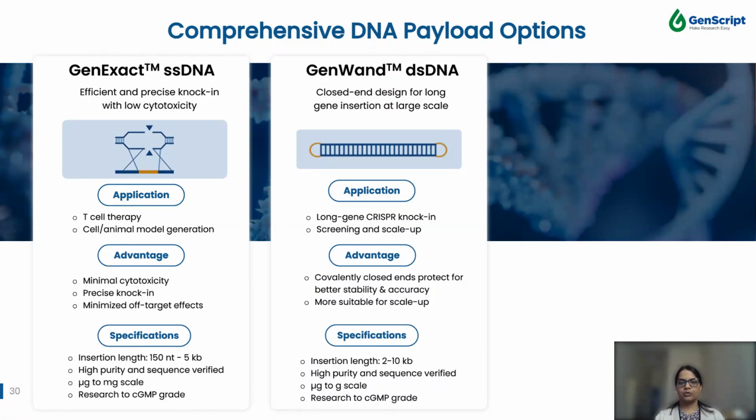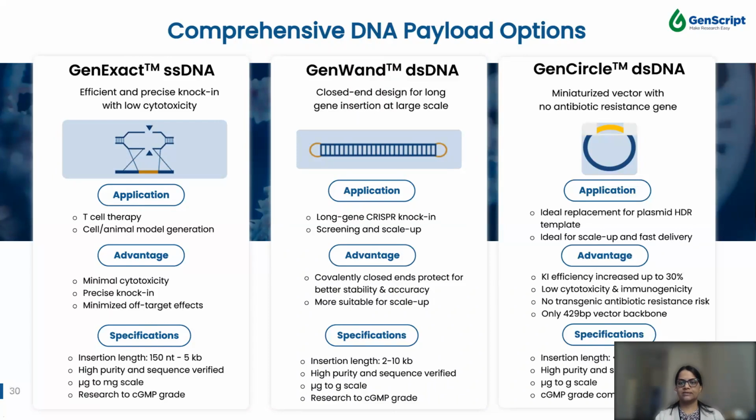And the third option which we're providing is GeneCircle dsDNA. It's a novel small circular double stranded DNA vector with no antibiotic resistance gene, and it serves as an efficient knock-in template with lower cytotoxicity and is an ideal replacement for plasmid as an HDR template. And it can be utilized in various applications such as knock-in template, virus packaging and non-viral vector.